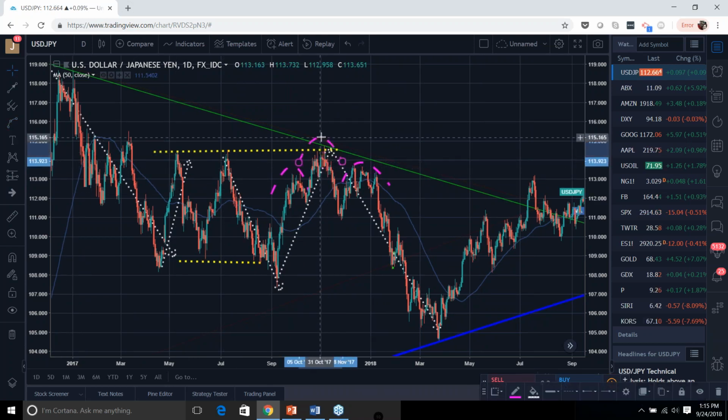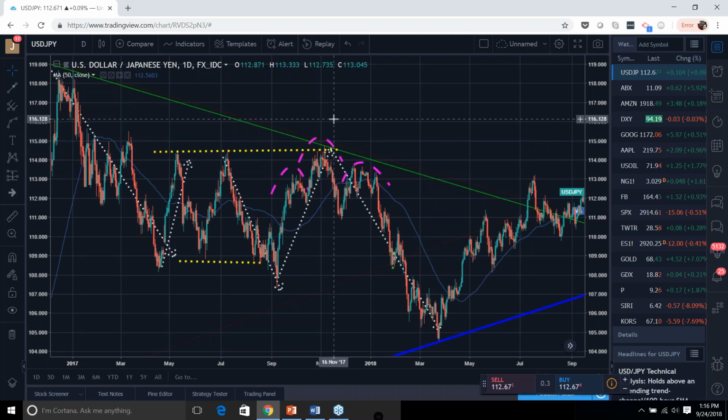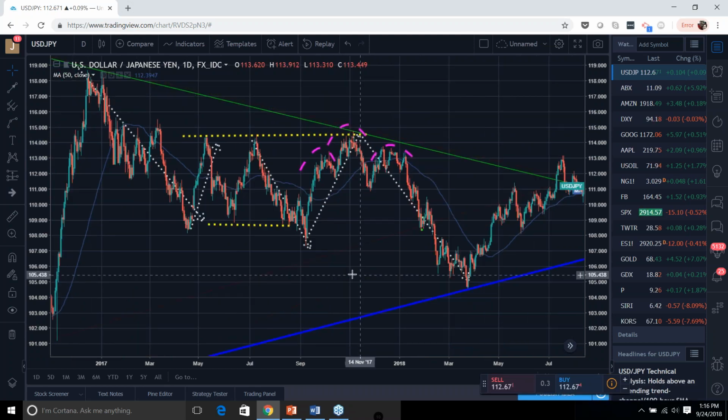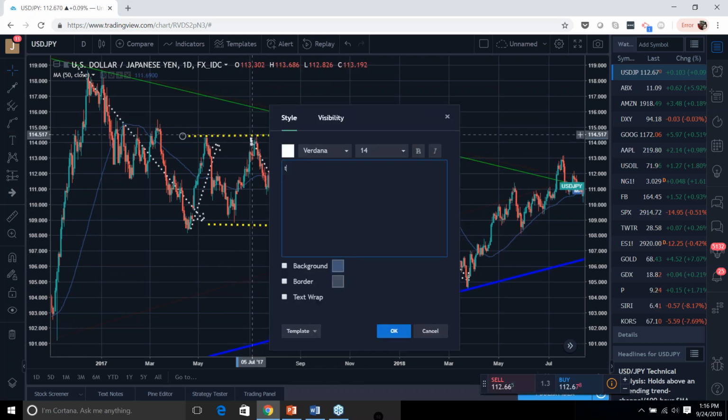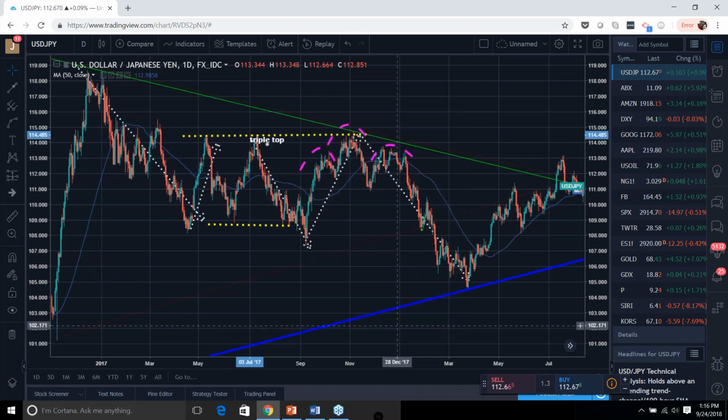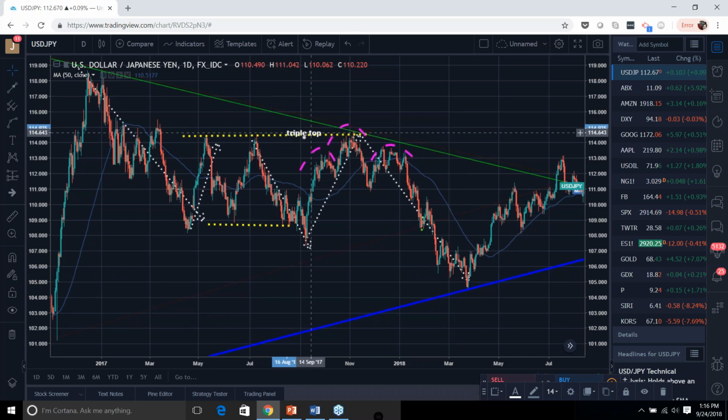And dollar yen certainly is a very popular pair, one I learned Forex trading on. So you have your double top, you do break your support, works its way back up. You really form a triple top. Here, at the same time, as it forms this triple top, you can see the head and shoulders pattern here.